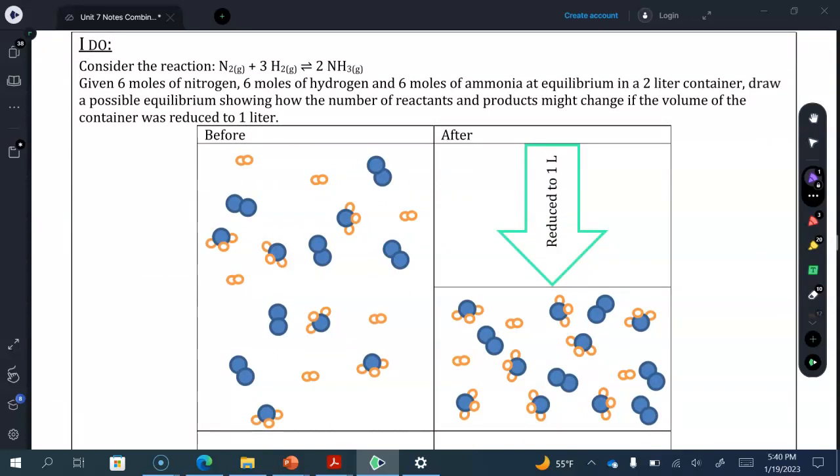So let's look at some examples. Considering the reaction N2 plus 3H2 yields 2 NH3, given 6 moles of nitrogen, 6 moles of hydrogen, and 6 moles of ammonia at equilibrium in a 2-liter container, draw a possible equilibrium showing how the number of reactants and products might change if the volume of the container was reduced to 1 liter. The drawing is given to you. You need to make sure this is a correct, relevant change.